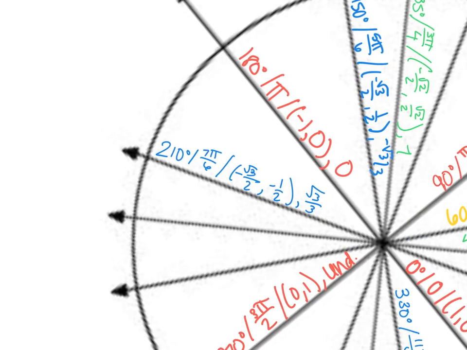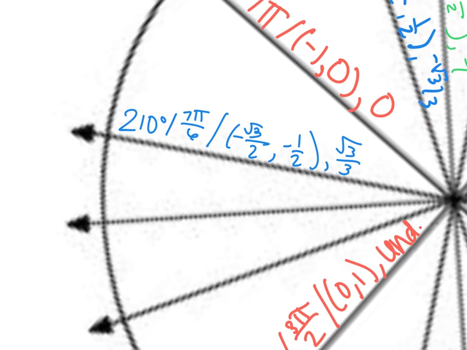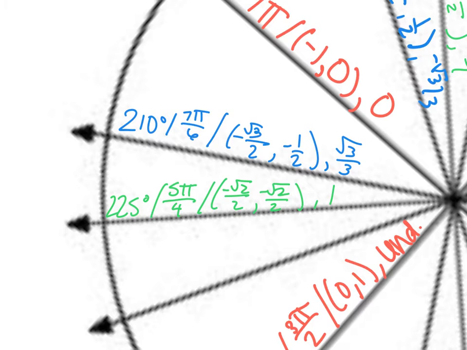The next green angle is over here, and it would be 225 degrees with the radians as 5 pi over 4, and the point would be (negative radical 2 over 2, negative radical 2 over 2), and the tangent would just be 1.